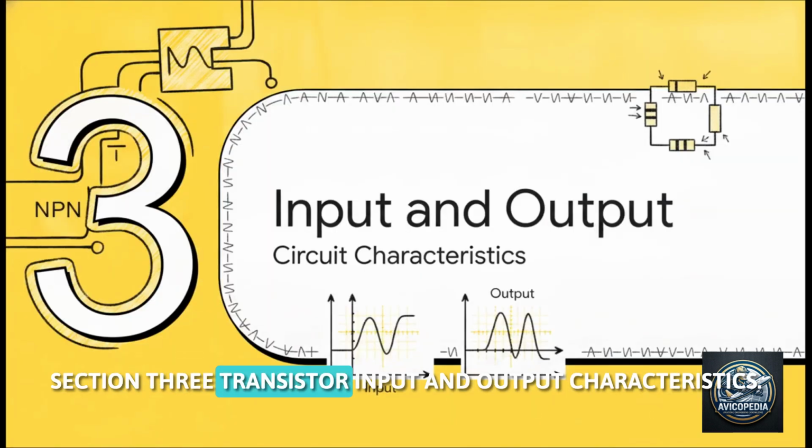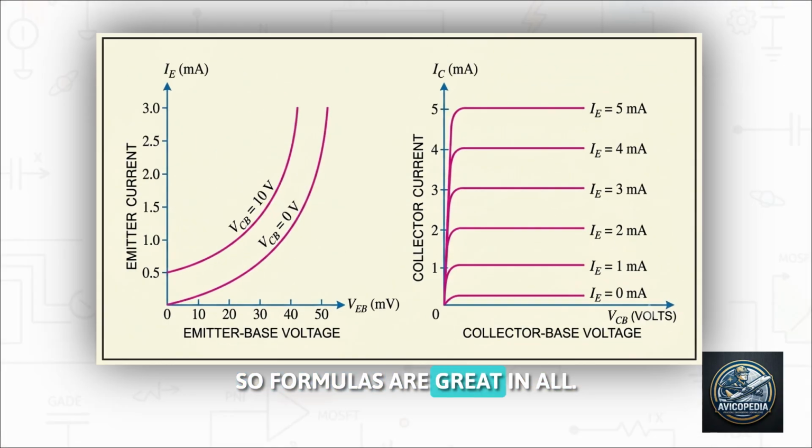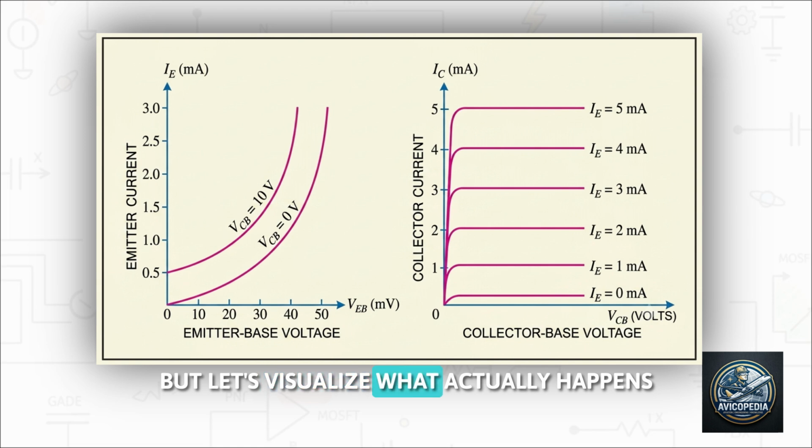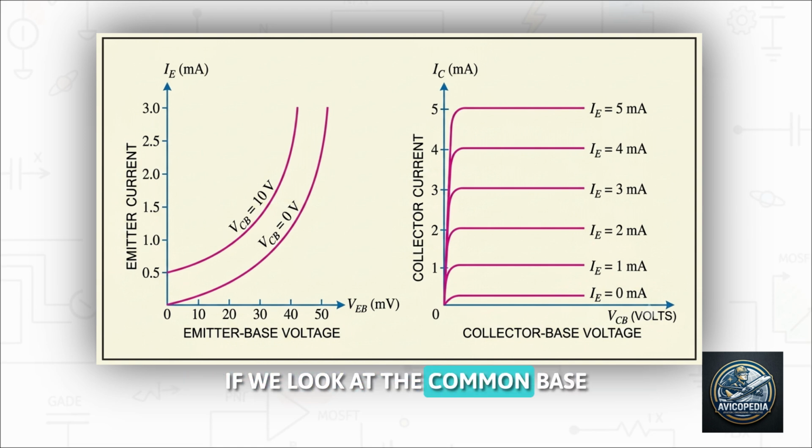Section 3, transistor input and output characteristics. So formulas are great and all, but let's visualize what actually happens when we put these setups under pressure. If we look at the common base, the input curve is incredibly steep.